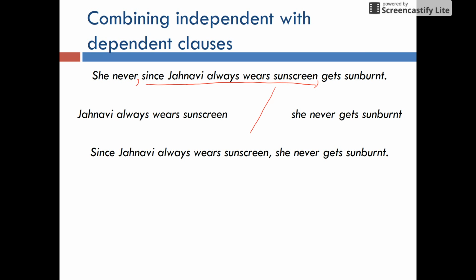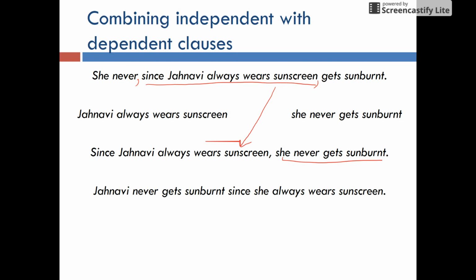So we're keeping this dependent clause at the beginning and then leaving the independent clause at the end, which is uninterrupted. Something else you could do is just switch the sequence of those two clauses around. Okay, so this main clause goes at the beginning and this other one has been switched to the end. Janavi never gets sunburnt since she always wears sunscreen. And that's much more straightforward and direct than our original one at the top here.